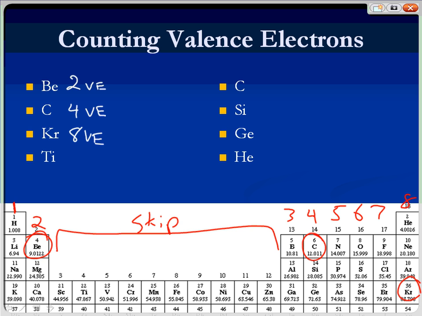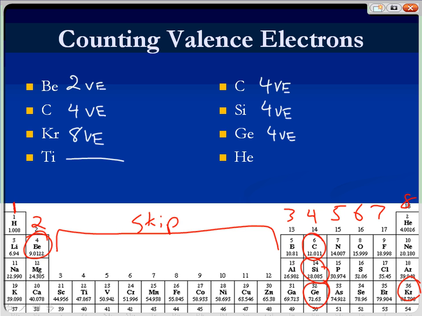And titanium is kind of in the middle, so we're not even going to really talk about it. Those middle elements do have valence electrons, but it gets very complicated, so I'm never going to ask you about those. Carbon, we already said it had 4. But what about the elements below it? Silicon and germanium. Well, those also have 4.